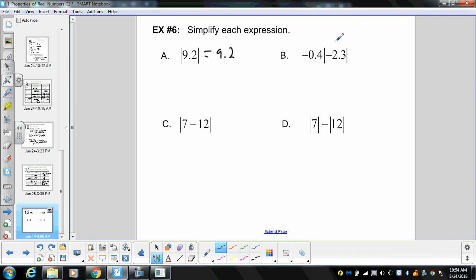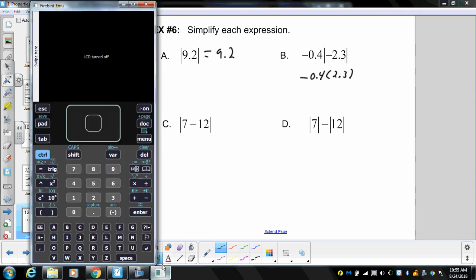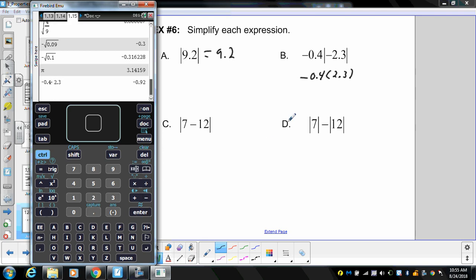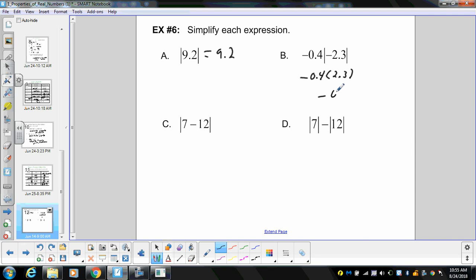Now, here's a little bit different. You want to do what's inside the absolute values first. So the absolute value of negative 2.3 should be 2.3, which is a positive version of that. But then you need to multiply by your negative 0.4 there. If you don't know how to do it by hand, of course you go to the calculator and do negative 0.4, you can do the times or parentheses. Since I wrote parentheses, I'm going to keep parentheses, 2.3, hit enter, and you actually get negative 0.92.